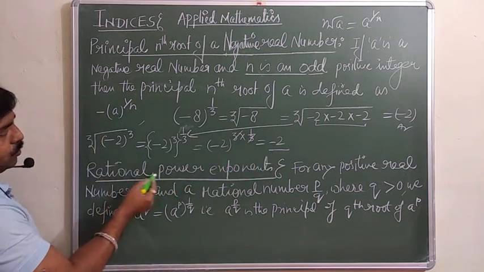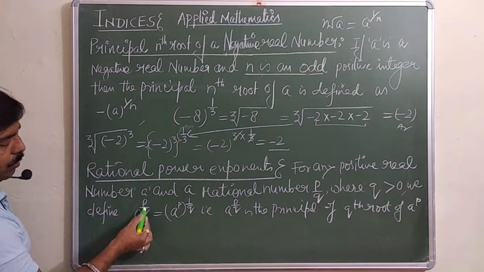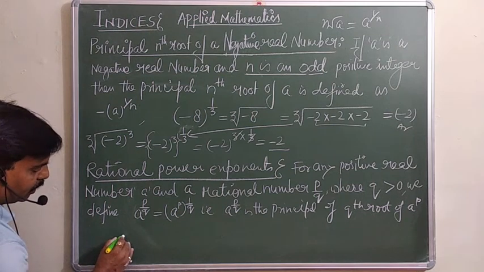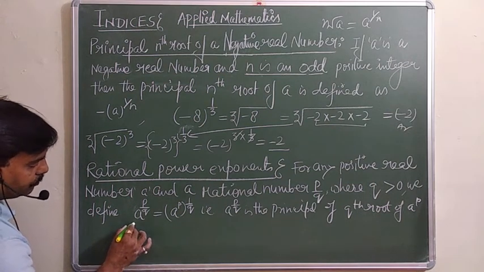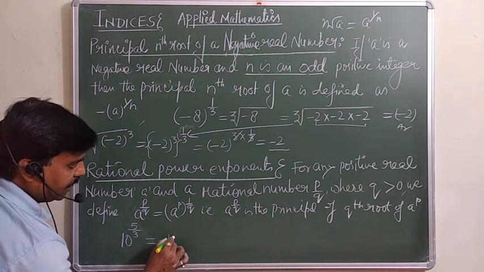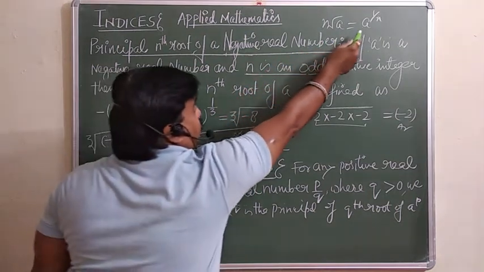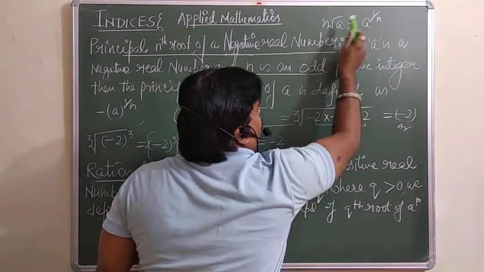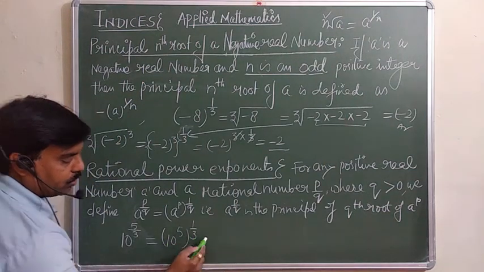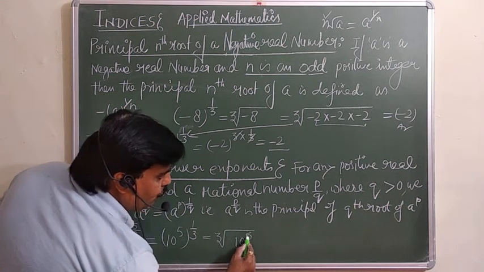Now in the same way, suppose in the rational exponent form, a raised to power p over q. So a raised to power p over q can be written as a raised to power p whole raised to power 1 over q. How can you say? Just for example, 10 raised to power 5 over 3. This can be written as 10 raised to power 5 whole raised to power 1 over 3. And by using a raised to power 1 over n, we write the nth root. 10 raised to power 5 whole raised to power 1 over 3 can be written as the cube root of 10 raised to power 5.